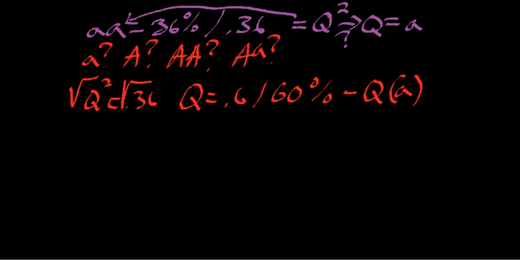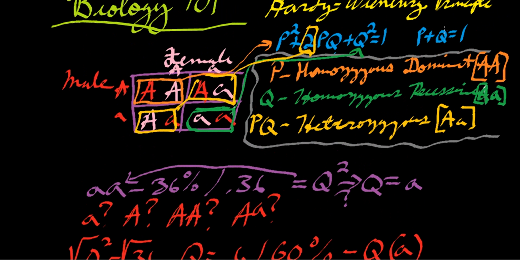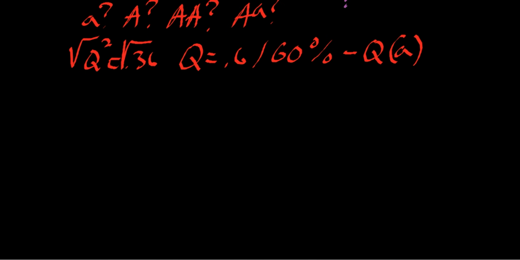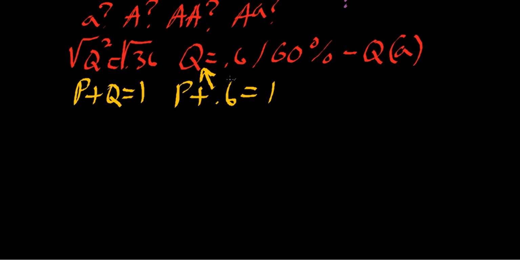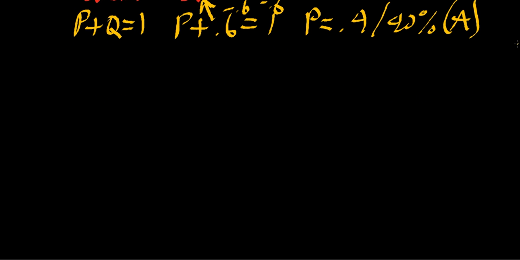And since we know q here, if we look at our equation up here, we can plug it into this small equation. So if we have p plus q equals 1, p plus 0.6 from our q equals 1, so you subtract 0.6 from both sides to get p by itself. That leaves you with 0.4 or 40%, and that gives you your dominant allele, or your regular p.